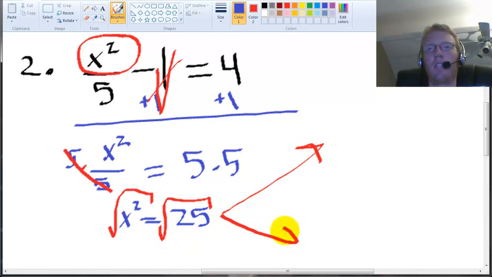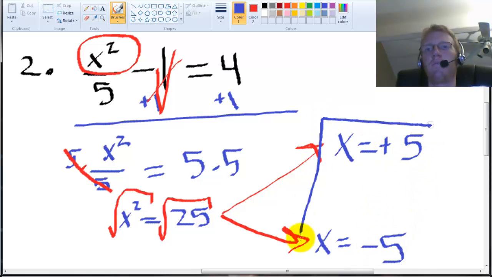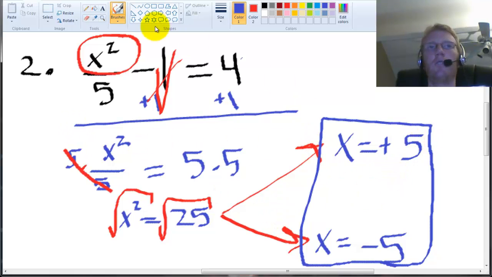And the act of taking the square root allows me to branch because it could have been positive or negative numbers that were getting squared. So the square root of x squared is x, obviously in both cases, and the square root of 25 is 5, but because I branched, I have to include the positive version of it and the negative version of it. So there's my two answers. And again, you could take these two, plug them back in, and verify that they work.